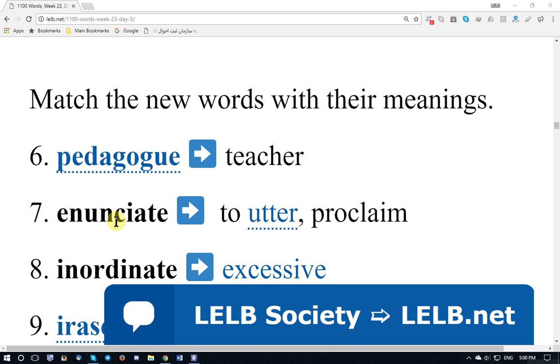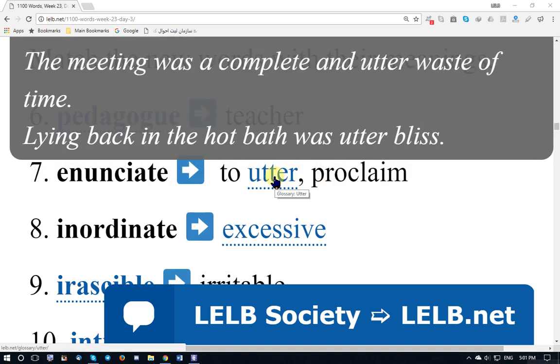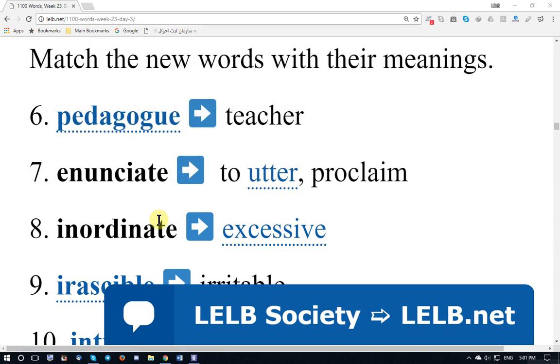Enunciate means to utter or proclaim. It has two meanings. One, to pronounce words and phrases very clearly, and the other, to state your opinions very clearly. Utter has the same meaning. Utter as an adjective means complete, comprehensive, sheer, but as a verb means to speak and to enunciate.